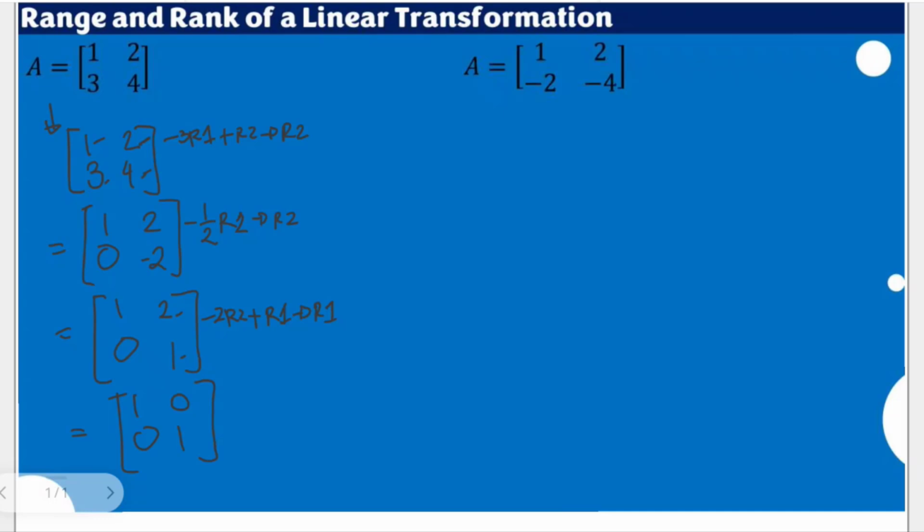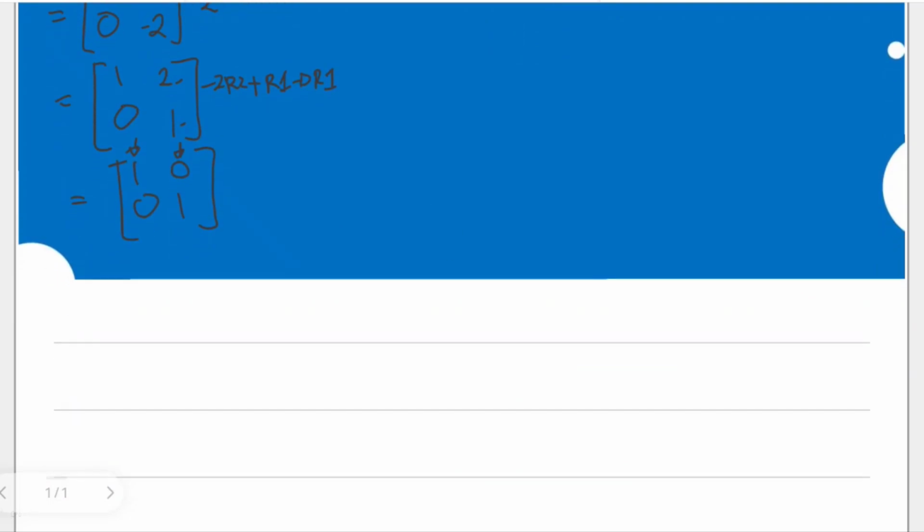Notice that both columns, column 1 and column 2, have a leading 1. This would mean that these two columns are considered to be pivot columns. And since these are pivot columns, columns 1 and 2 of the initial matrix A comprise the column space of matrix A. This would mean that the basis for our range, which is equal to the column space of A, will involve these.